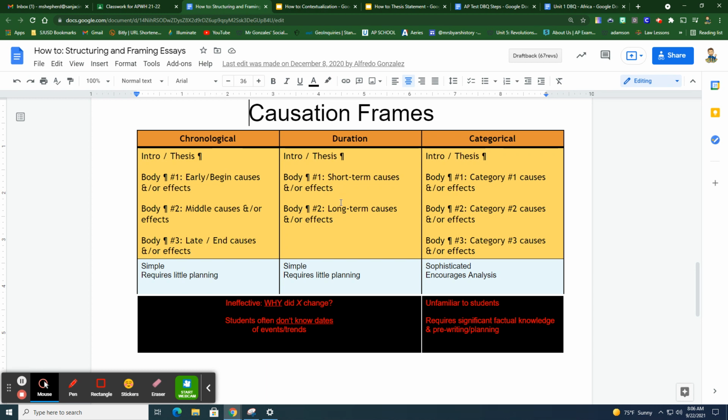So, for example, if the Mongols invaded East Asia, there are short-term effects to that, but there are also long-term effects as far as the exchange of knowledge, right? Now, the third one is categorical.